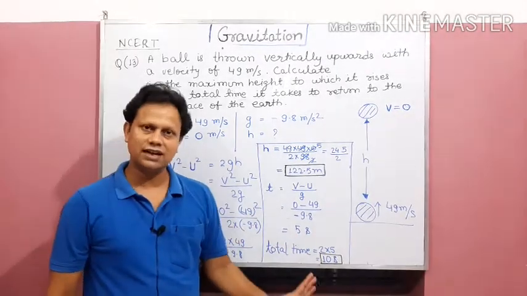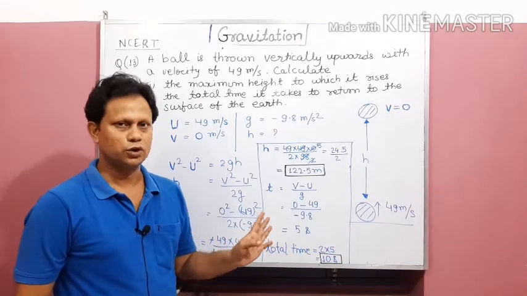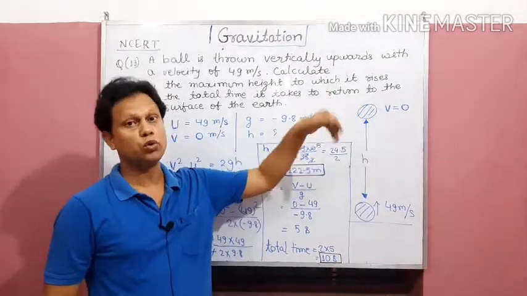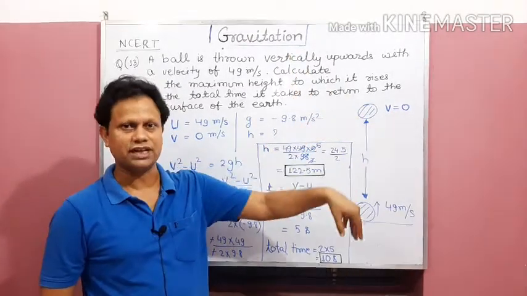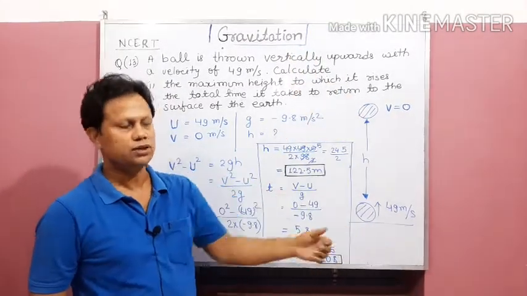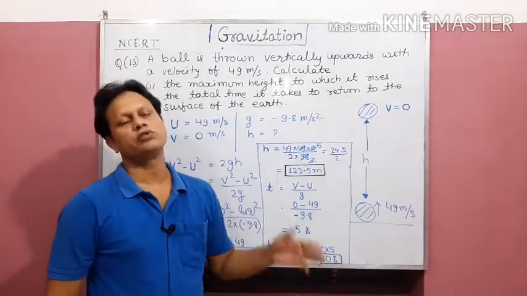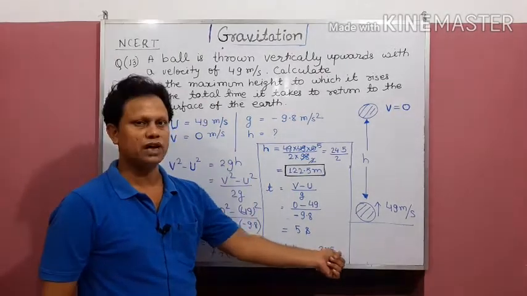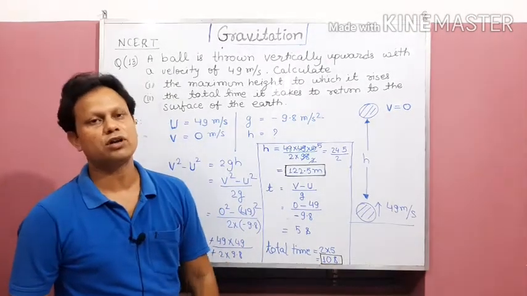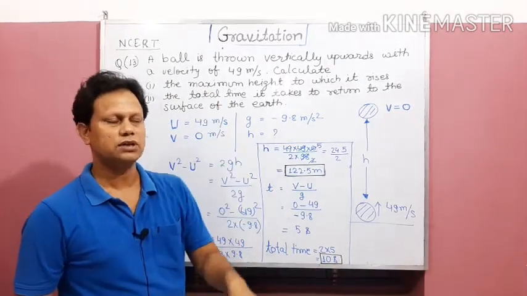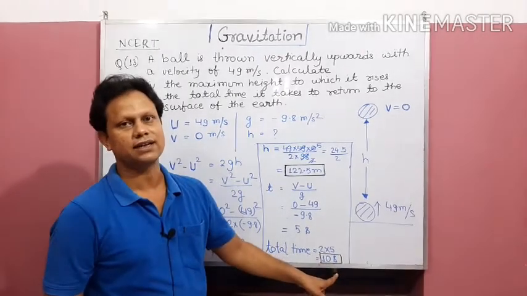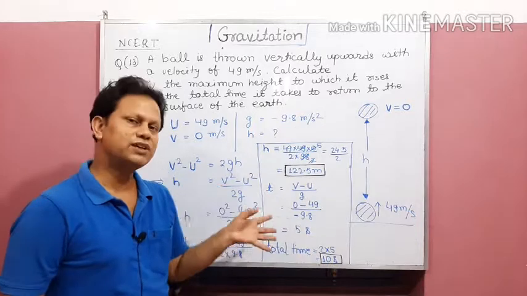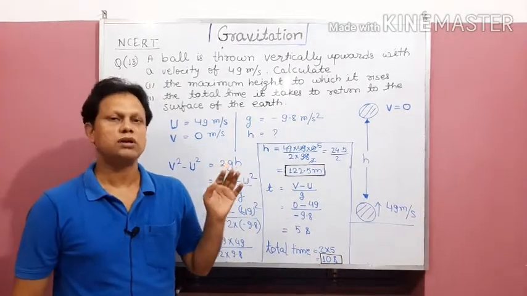But do you think it is the right complete answer? No. This time is only for rising up. But we have to take the whole time for the whole journey, that means going up and coming down also. So if going up is 5 seconds, then obviously coming down will also be 5 seconds. So that means 2 into 5. What is the total time for going upward and coming downward? That is total 10 seconds: 5 seconds in rising up and 5 seconds in coming down. So in this way you can apply equations of motion to solve the question.